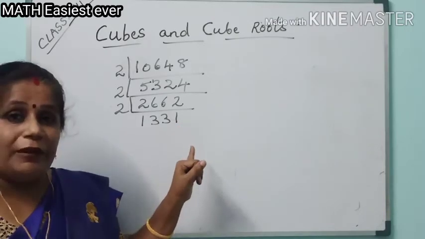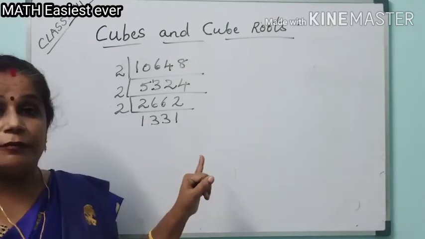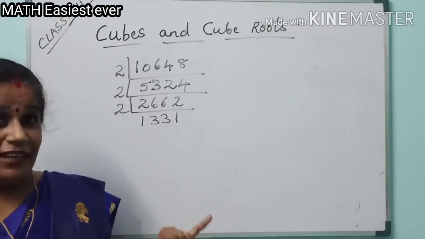So, what's the next prime number? The next prime number is 7. You divide it and check, it will not be divisible by 7 also. So, what is the next prime number? The next prime number is 11.